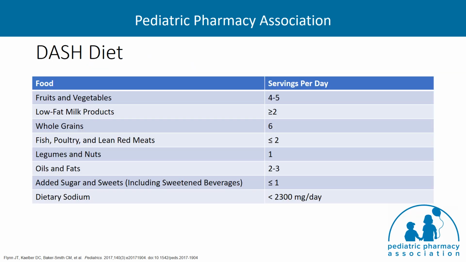You may also be familiar with the DASH diet, which is a diet discussed in the literature to lower hypertension. You might remember seeing it as part of your pharmacy school hypertension lecture for the adult population. You can also use it in the pediatric population as appropriate. Just to remind you, DASH means dietary approaches to stop hypertension. The general trend with this diet is to incorporate more fruits, vegetables, and whole grains while minimizing food that's high in fat, sugar, and salt that could potentially increase blood pressure.